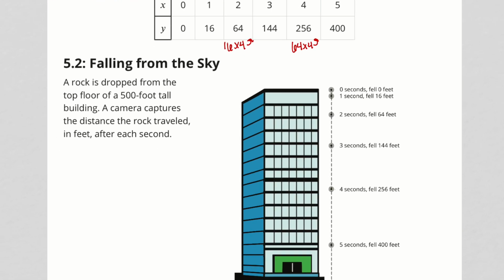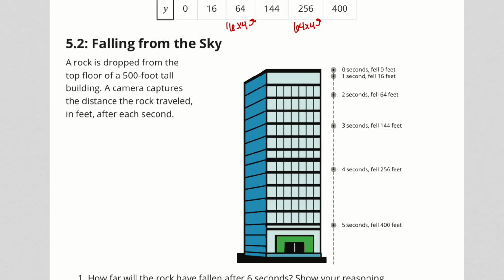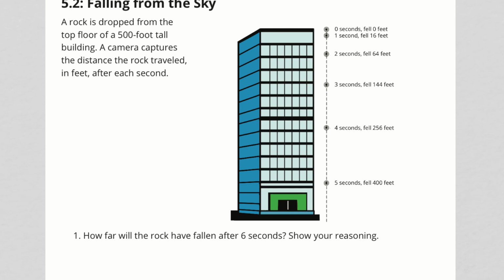Falling from the sky. A rock is dropped from the top floor of a 500-foot tall building. A camera captures the distance the rock traveled in feet after each second. Repeat that, but a little louder. When the rock falls, it has an increase in velocity, so the speed at which it's falling goes faster, which means it will take less time to travel more feet. So velocity increases as it goes down, right?